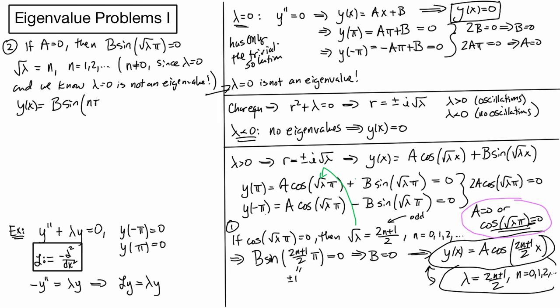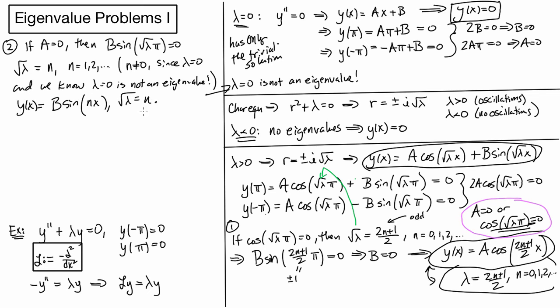So n pi x. No, sorry, just nx. They're the form nx because we're determining our solutions were of this form here. And so we've shown that square root of lambda has to be n in order for this to work. So we get solutions of this form, and these correspond to values of square root of lambda being n.